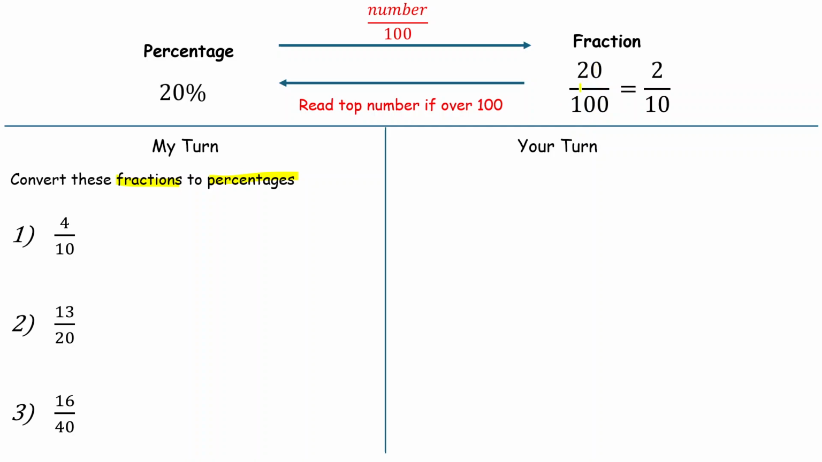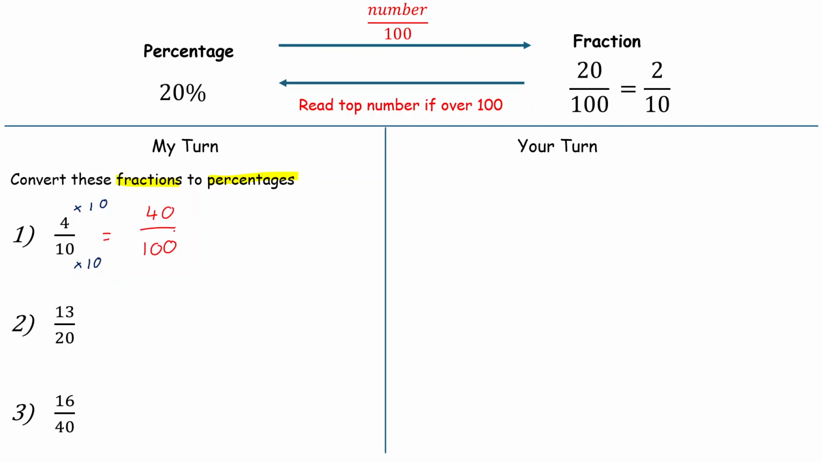So for example, 20 out of 100 is 20% because percent is per 100, 20 per 100. So the first one, what I need to do is get this 10 to be equal to 100. I can do that simply by multiplying through the denominator by 10 because 10 times 10 is 100. But I must do the same thing to my numerator, times it also by 10. So now, 10 times 10 is 100, 4 times 10 is equal to 40.